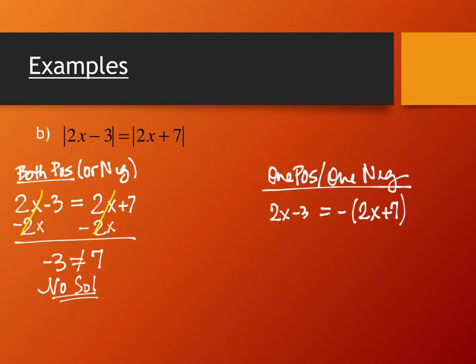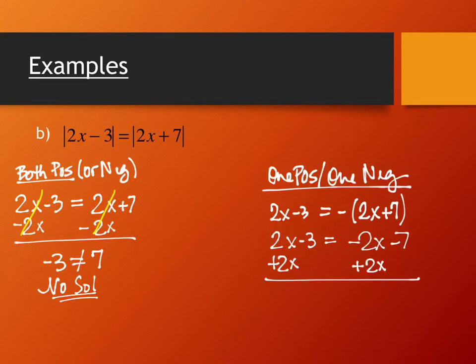So my other option then is that the signs are different. So I'll solve the second equation. So I have 2x minus 3. We'll distribute the negative. Negative 2x minus 7. And we'll do the same thing. We'll try to get the x's on the same side. So I'm going to add the 2x to the left.